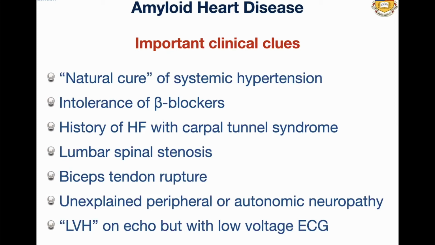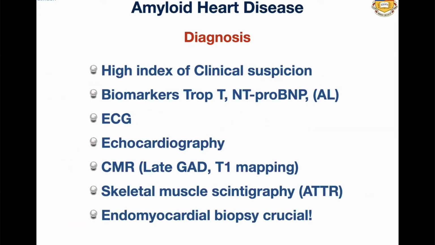Biomarkers are very useful. Troponins and BNP are all very useful. ECG, CMR, the skeletal muscle scintigraphy, all these are very useful, but never 100% sensitive and 100% specific. We need endomyocardial biopsy. Red flags. So these are the 8 red flags for transthyretin cardiomyopathy. One is the reduction of longitudinal strain with apical sparing.